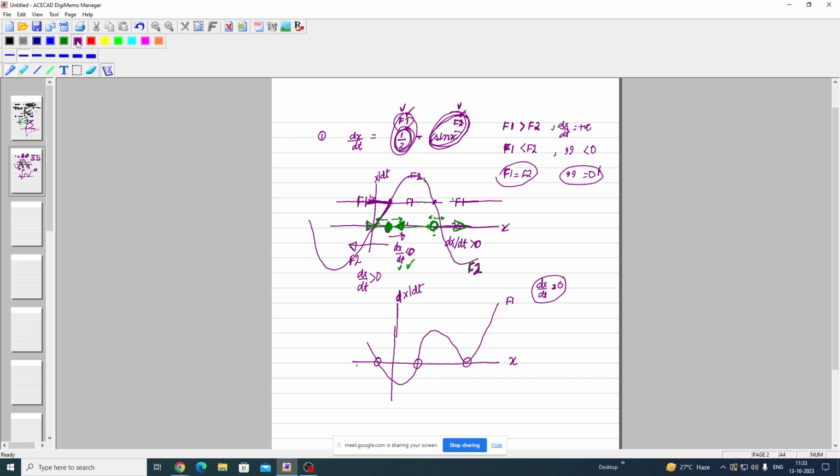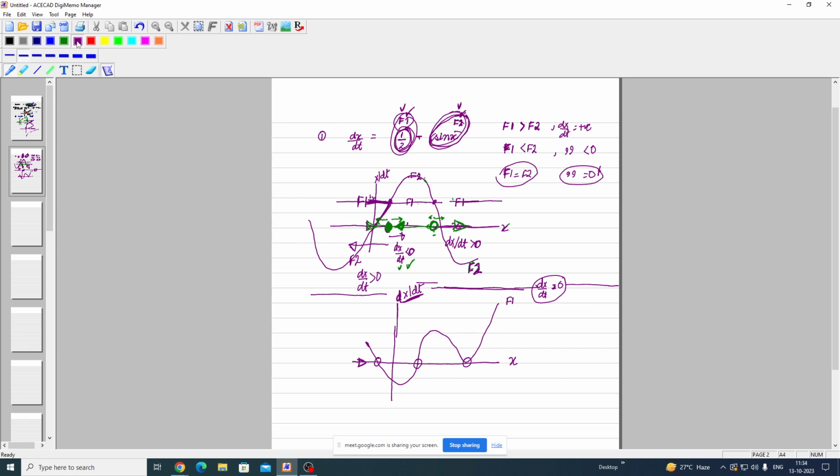To the left of this fixed point, the curve dx by dt is positive. Remember, the curve that we are drawing is dx by dt. This is not the same question, this is a different question. Please don't confuse yourself. What I have drawn is dx by dt versus x. This is a phase portrait. So here dx by dt is positive, so the flow will be to the right because x will increase.